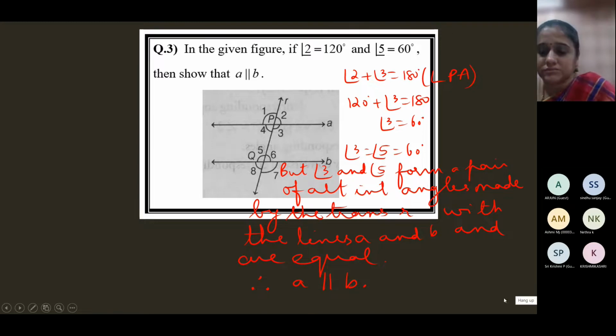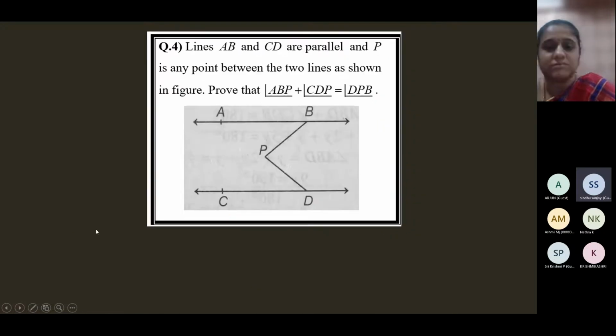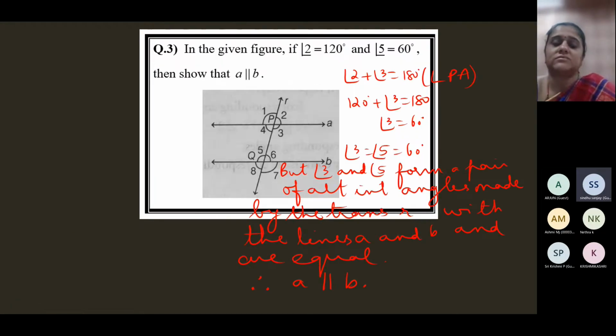Yes, Sanjay. You wanted to say something? Please go ahead. Ma'am, it's given that angle 2 is 120, ma'am. Then angle 4 is also 120 because it's vertically opposite angles, ma'am. Very good. Ma'am, angle 4 plus angle 5 equals 180, because co-interior angles are 180 only if the lines are parallel, ma'am. Correct. Very good. We can also do it like that.